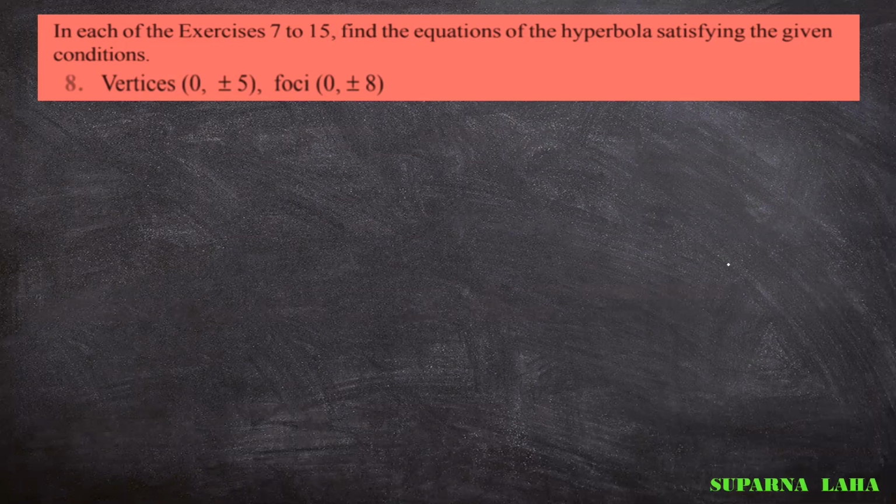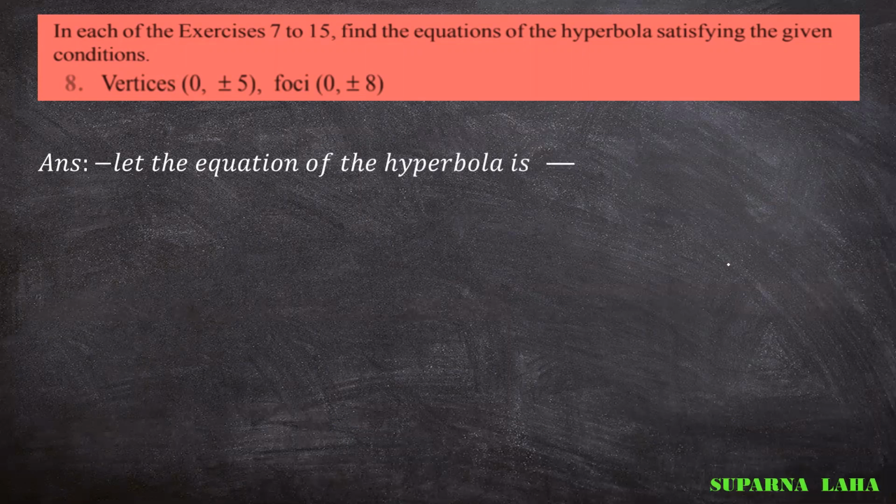Okay, moving to the next question, question number 8. Vertices and foci are given. You need to find the equation of the hyperbola. Same type of problem. Look at the coordinates first. Are the coordinates on the x-axis or y-axis? The coordinates definitely are on the y-axis. So the transverse axis is the y-axis and the conjugate axis is the x-axis. So the standard equation for the hyperbola will be y square by a square minus x square by b square is equal to 1.